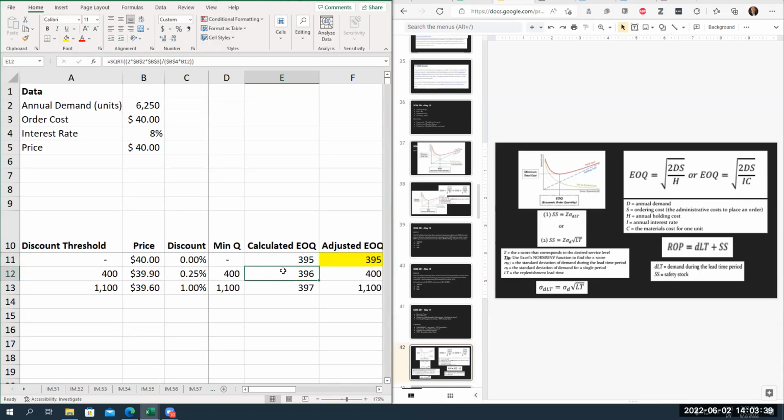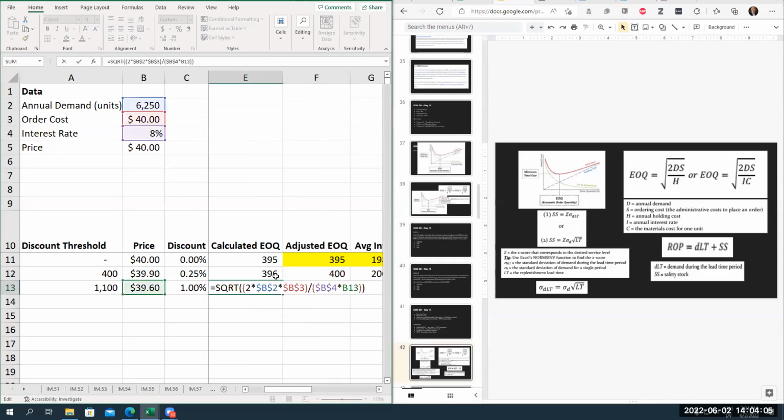$3.95. Now this one's $3.96 and $3.97. Let's look at that. So $3.96, why is it different? Because the price is different, right? So for option B, if we order more than 400, we have this 0.25% discount. That 0.25% discount is factored in at this price for the calculated EOQ.